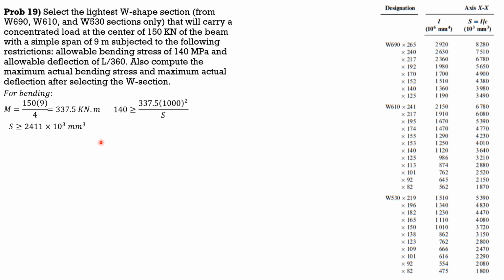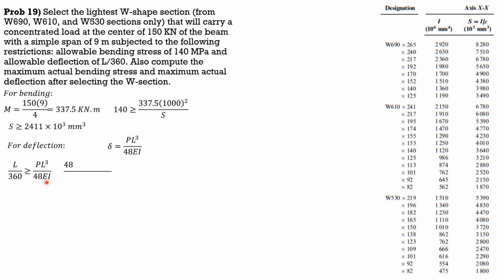Now, this must be satisfied as well as the moment of inertia for deflection. So let's compute, because there are two restrictions here. So for deflection, the deflection is PL cubed over 48 EI, and the allowable deflection is L over 360. So L over 360 should be greater than or equal to PL cubed over 48 EI. Cancel out L, cross multiply.